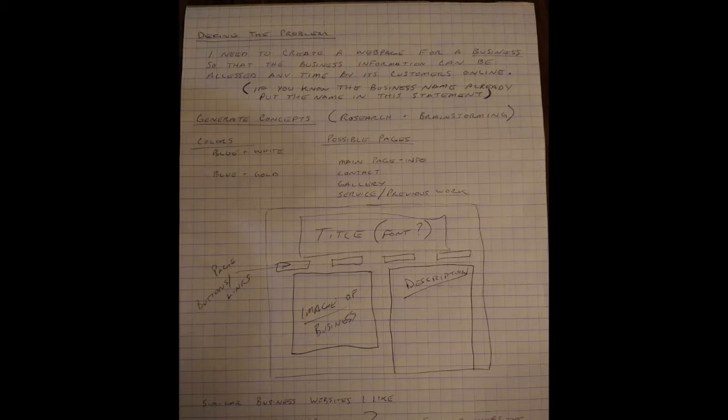So step one, define the problem. That's what I have underlined at the very top. Notice that everything I have here is in technical lettering. Hopefully you remember to do that or are doing that as you move forward. And what we need to have here is some information that tells us what we're doing with that website. So the statement I put in here is I need to create a website for a business so that the business information can be accessed anytime by its customers online. If you have a business name, please put that in that statement, and it'll make it that much more authentic.